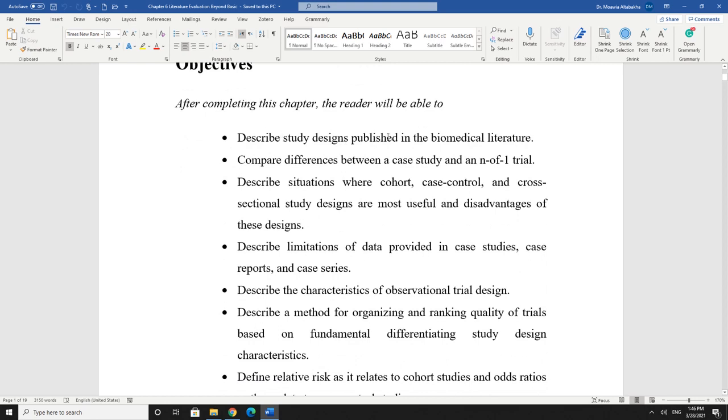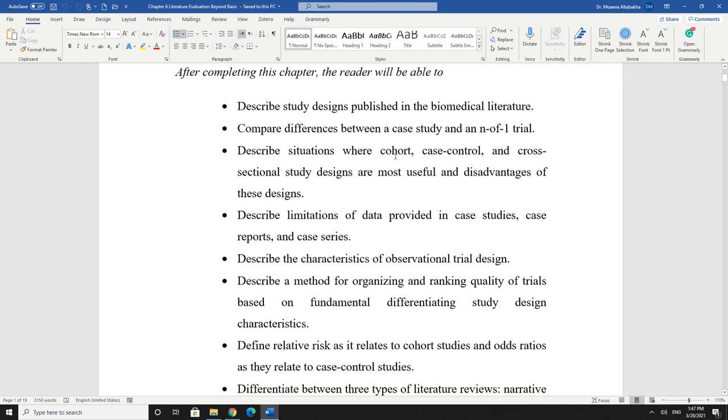Of course, you will need to talk about or describe or list different types of study designs other than controlled clinical trials that are published. You need to describe N-of-one trial. It's called N-of-one trial, and compare it, for example, to a case study. A case study can be on one person, and N-of-one trial is also done on one person. So what's the difference? Or what are the differences?